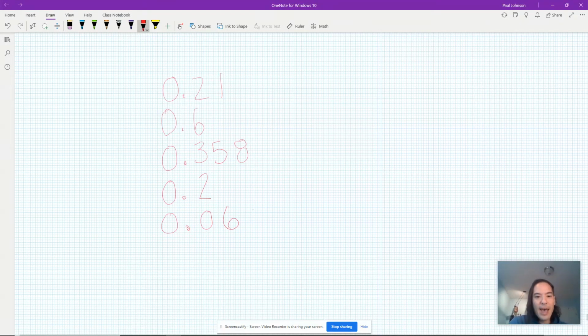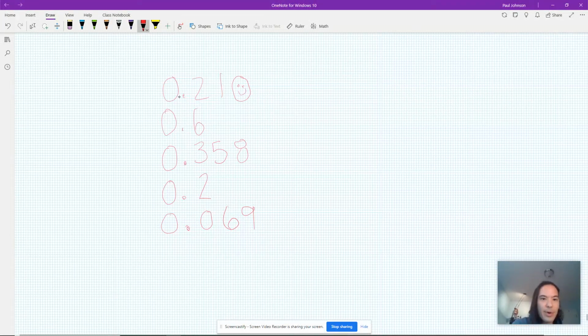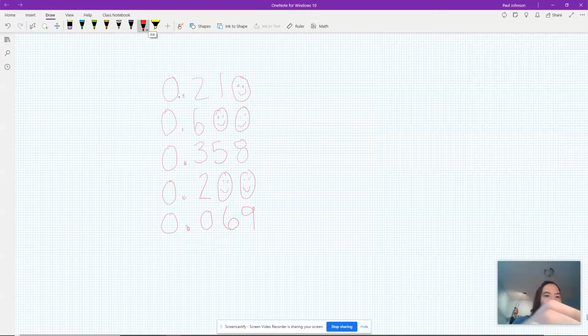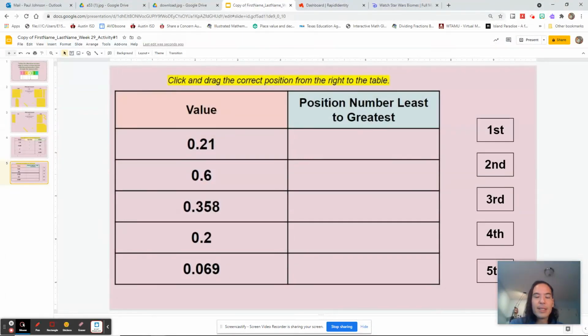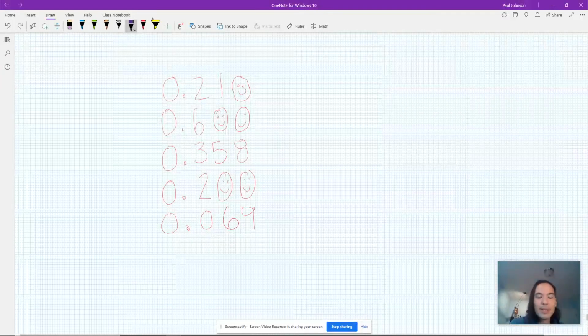So after we do this part, we're going to add our faces to save places so all of these look easier to compare. If you don't draw the smiley face, it's okay. And still add those zeros. That's what we're doing, add zeros. All right, now we want to put them in order from least to greatest. Least is going to be the smallest, and greatest is going to be the largest.